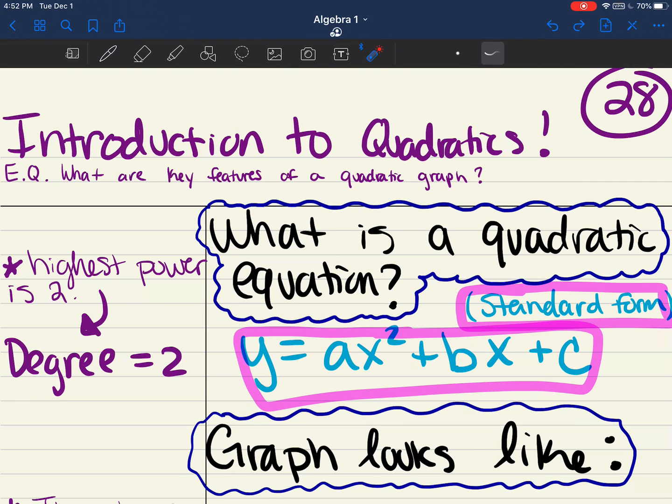So what is a key feature of a quadratic equation? You know you're looking at a quadratic equation when your highest power is 2. And if you remember from Monday, that means that the degree is 2. So you'll notice this highest exponent right here is 2. Pause right now and get that copied down.